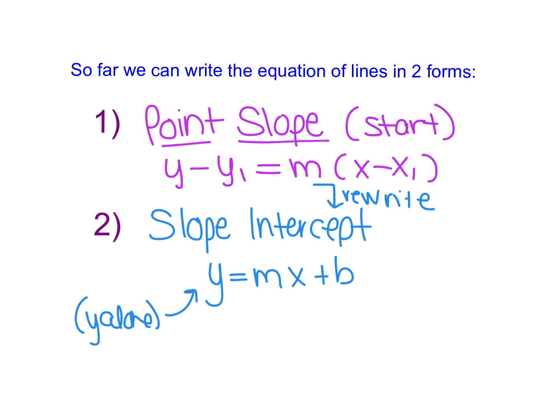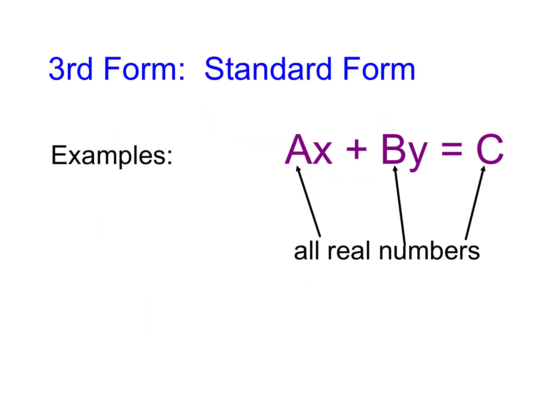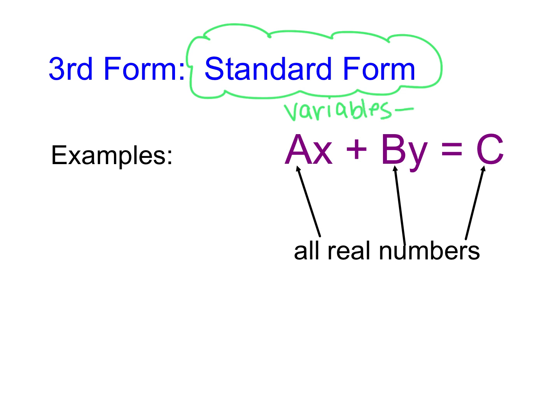So what we're going to do today is learn about a third form of an equation of a line and talk about how we would write our equation of a line into that third form. So our third form of a line is called standard form. And a couple of key characteristics of standard form. I want you to first note that all of the variables, so we have our x's and our y's, our variables are together on one side of the equation.